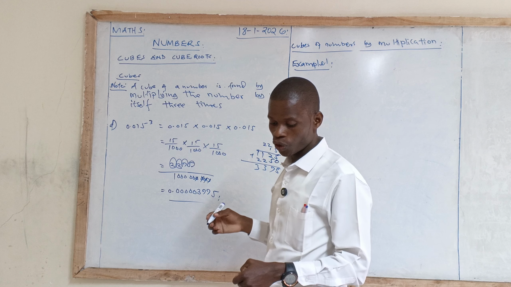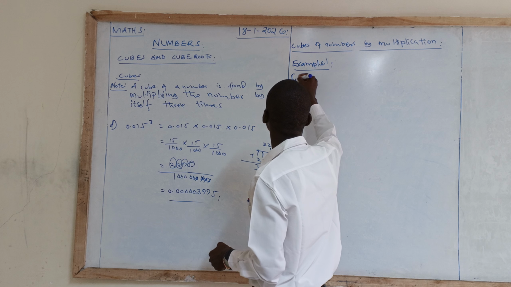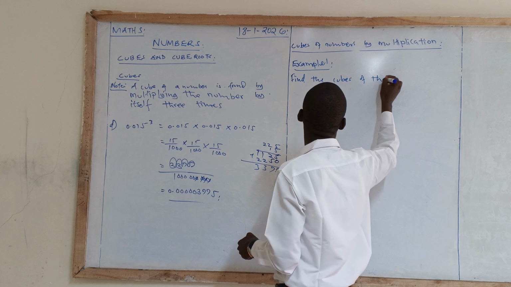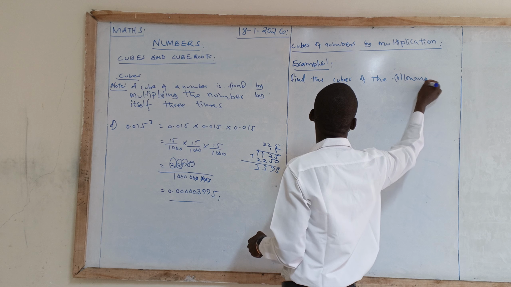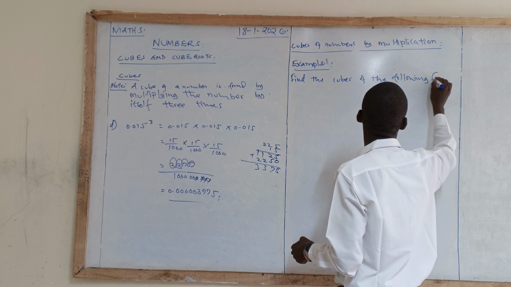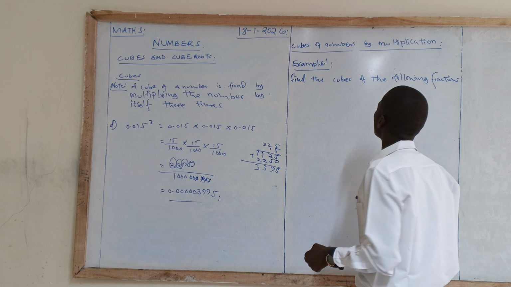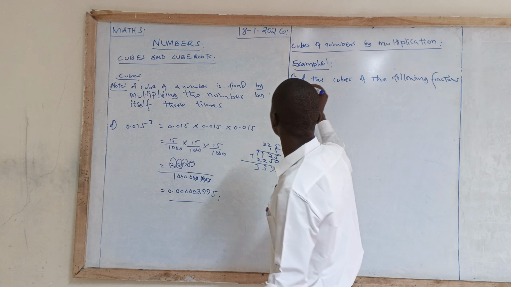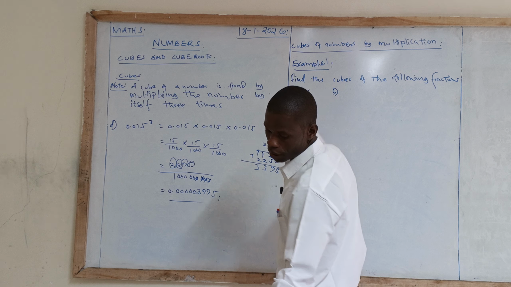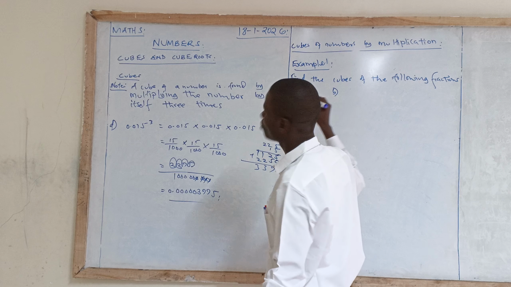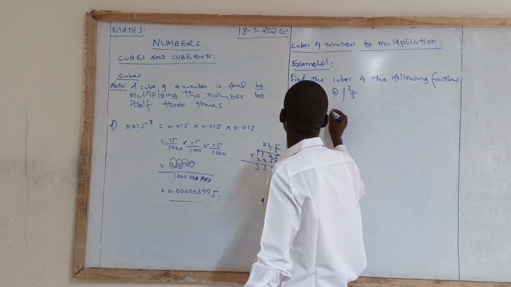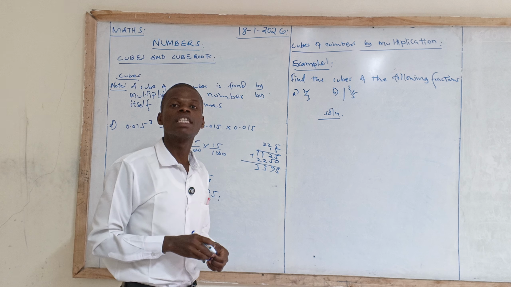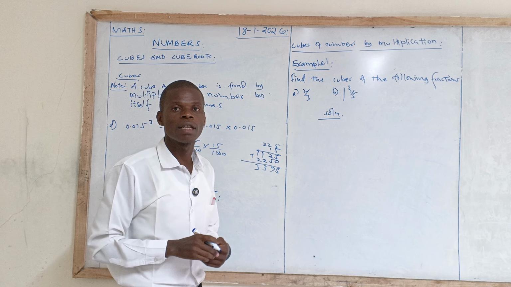You're being told, find the cubes of the following fractions. A, we have 2/3. B, we have 1 3/5. Here we won't waste time. We know the cube of a number is a number multiplied by itself 3 times.